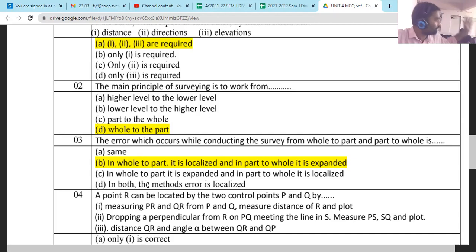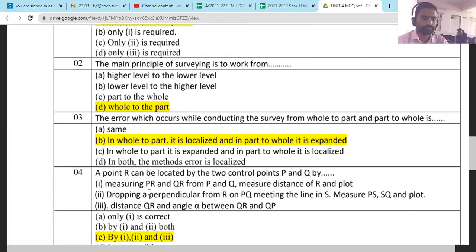Okay. If at all in a 100 plots, 100 block, if there is a 10 centimeter error, then we have to divide that into a smaller. Then each part is having only 0.1 centimeter error. So, for that reason, we are doing whole to a part.